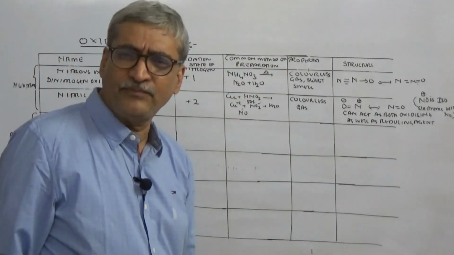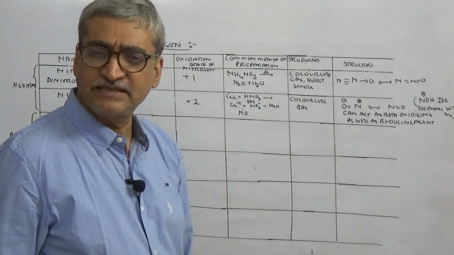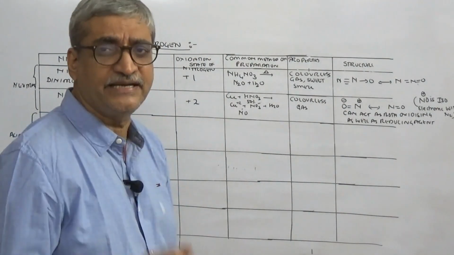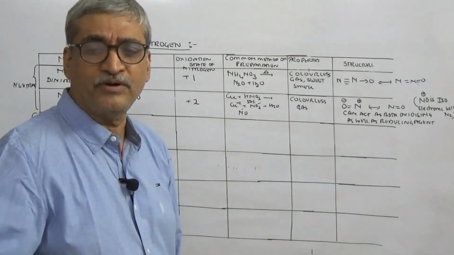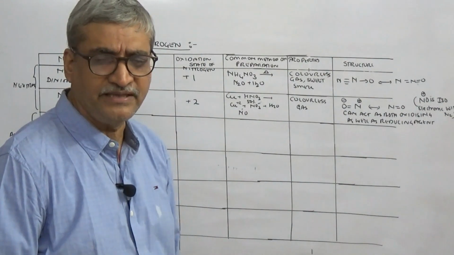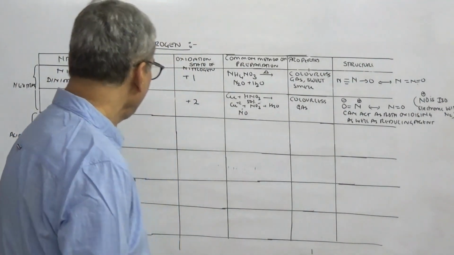So these are 5 compounds which can act as both oxidizing as well as reducing agent. And this is what is asked in the exam: identify the compound which can act as oxidizing as well as reducing agent. Is this point clear?